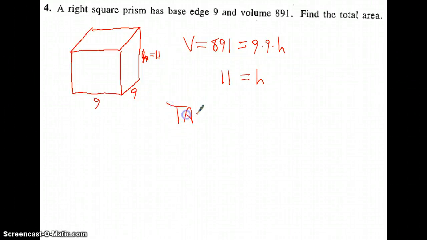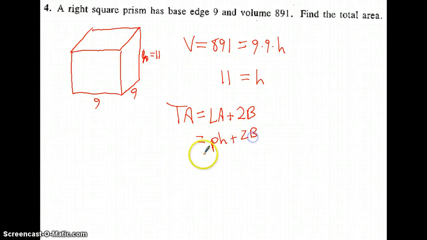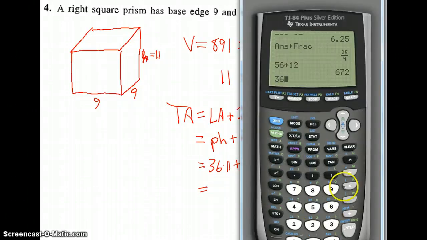And I need to find total area. Okay. Let's do lateral area plus 2 bases. It's already sitting on a nice base. We'll just leave it that way. Perimeter times height plus 2 of those bases. That's perimeter of the base is 9 plus 9 plus 9 plus 9. That's 36 times 11 plus 2 of these bases that are 81. I really don't care to do this in my head. 36 times 11 plus 2 times 81. It's 558.